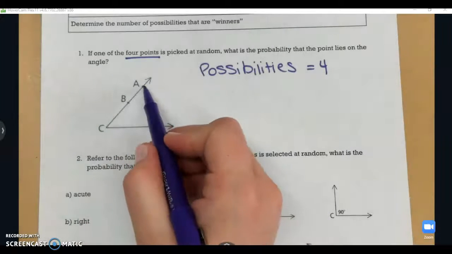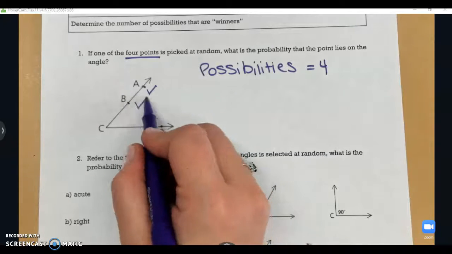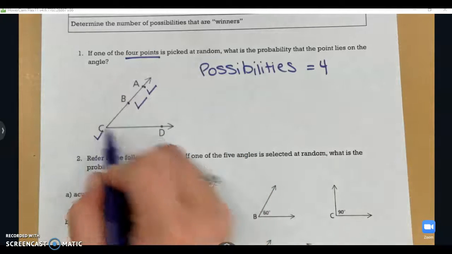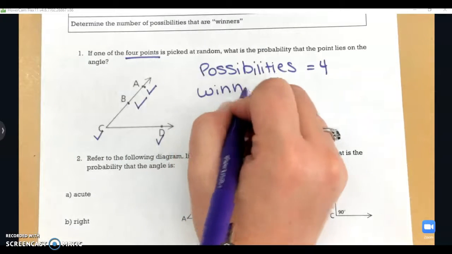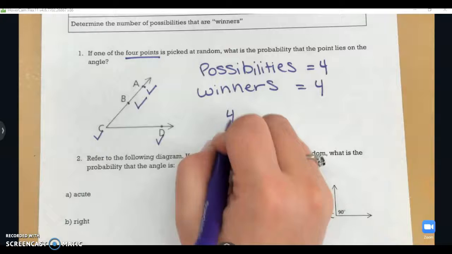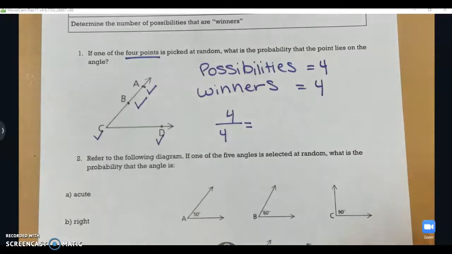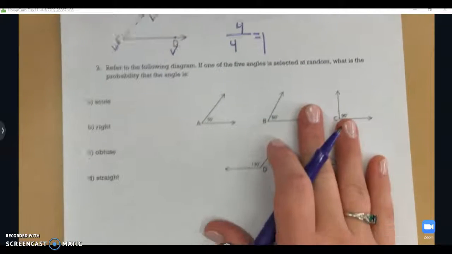Well, let's look at A. Is A on the angle? Yes. Is B on the angle? Yes. Is C on the angle? Yes. Is D on the angle? Yes. Then my winners is also 4. So my winners over my possibilities is 4 over 4, or 1. So you have 100% probability of picking a point that lies on the angle. But that's not always the case, so let's look at some other examples.